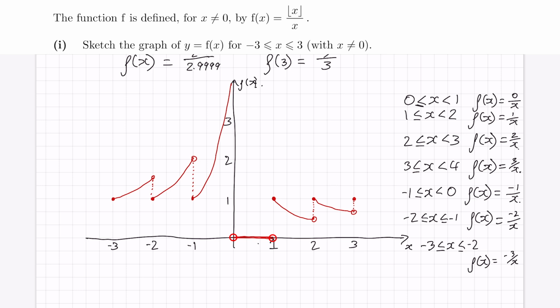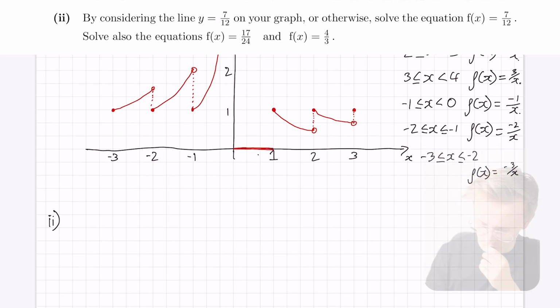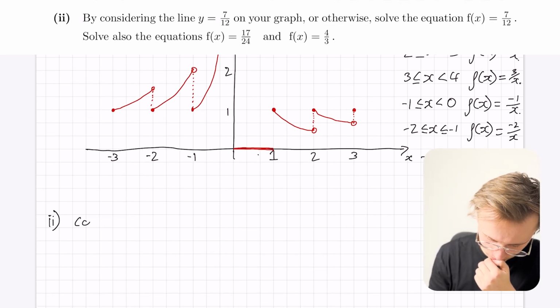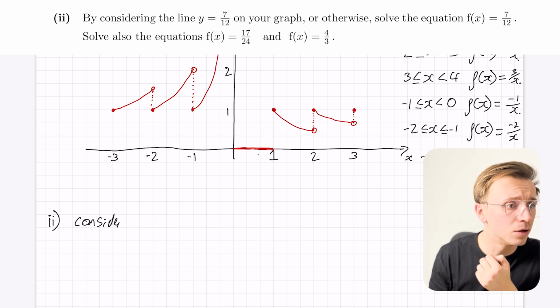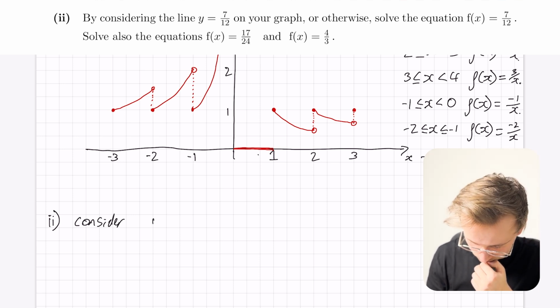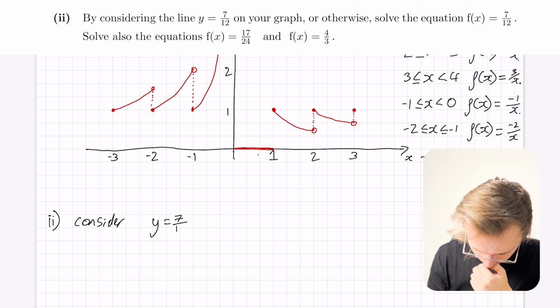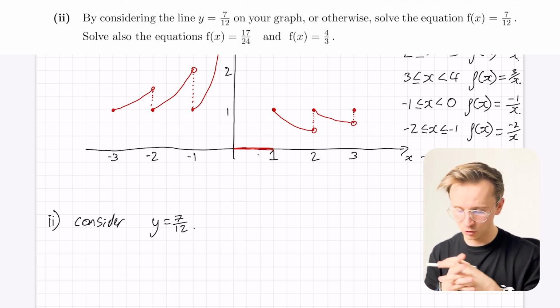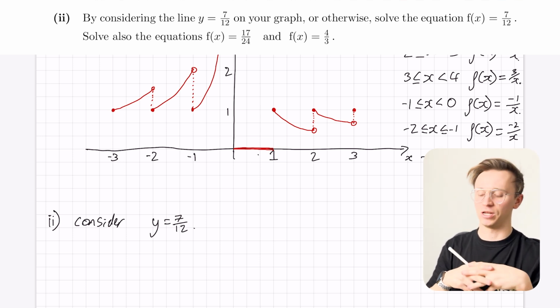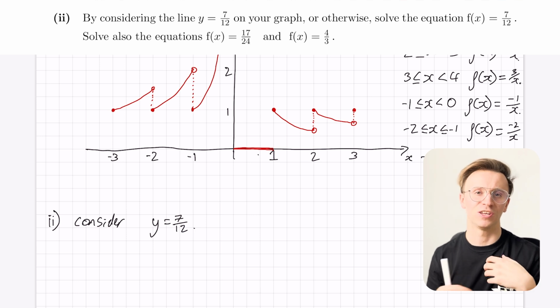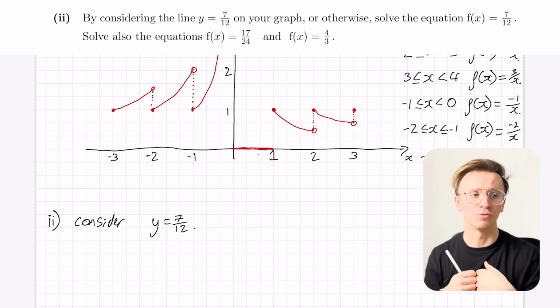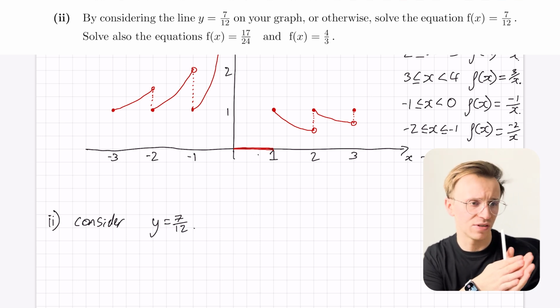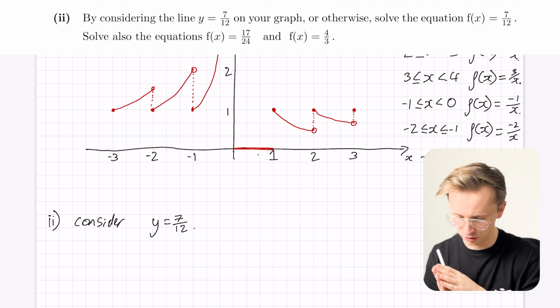Okay, can we now go on to part 2? So consider, is it y equals 7? Yeah, y equals 7 over 12. I'm going to draw this on my iPad, which is easy to rub out. What I'd suggest is make it easy for you to rub out, because we're going to have to do it again for 17 over 24 and 4 over 3.